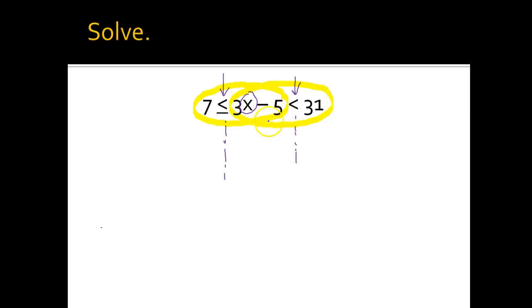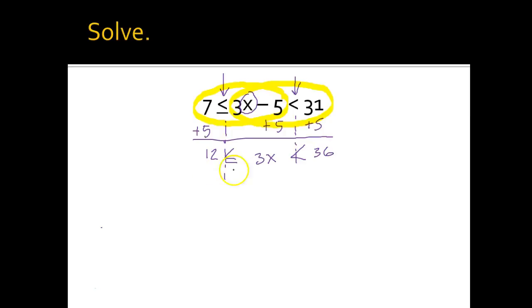First of all, we're going to get rid of that minus 5 from the x. We've got 3x minus 5. Let's get rid of that by adding 5 to all sides. So plus 5 in the middle, plus 5 on the left, and plus 5 on the right. And we're left with 12 is less than or equal to 3x, which is less than 36.